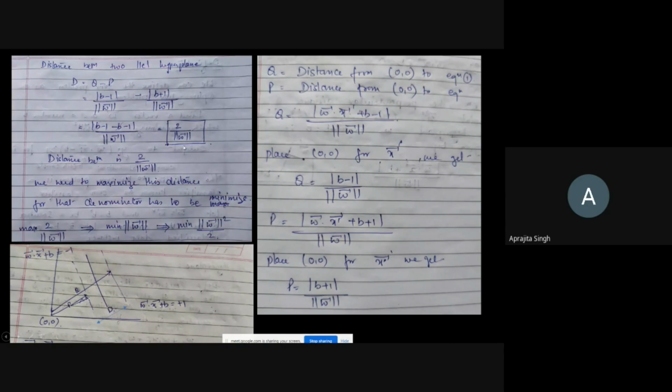2 divided by omega. And this is what you want to maximize, isn't it? We need to maximize the distance for the denominator. How will this get maximized? When the denominator is minimized, isn't it? We have to maximize this whole expression, and for that we have to minimize whatever is in the denominator. So we have to minimize omega.